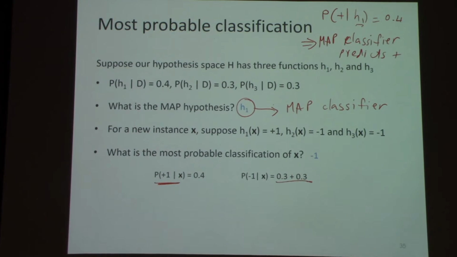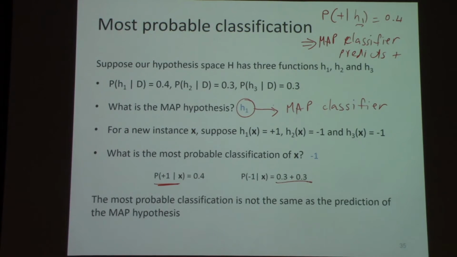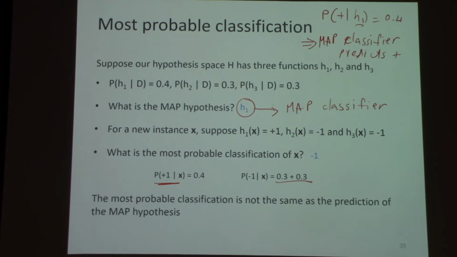Does that make sense? Is the difference clear? Does the difference make sense? Questions? Yes? So you're saying, even though H1 has the highest probability of being correct, if you take all 3 together, given the labeling, it may be that the combination of H2 and H3 are correct. It's not a question of correct or not. We don't know what the true label is.